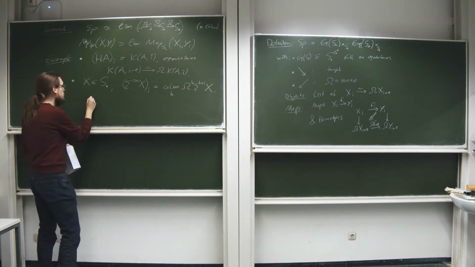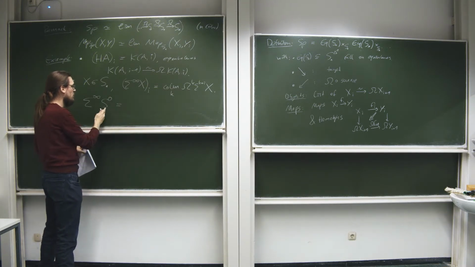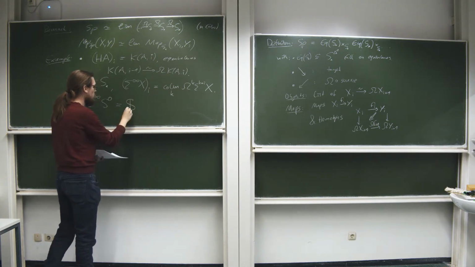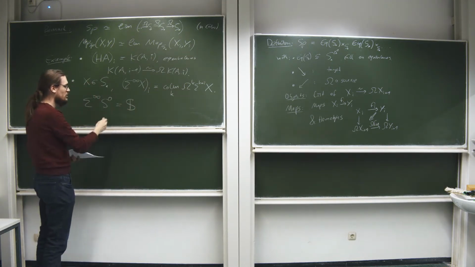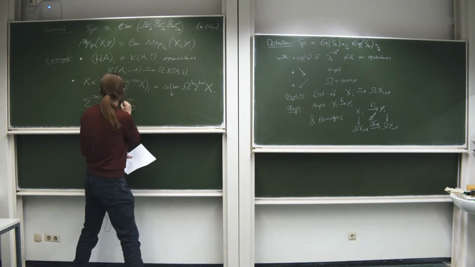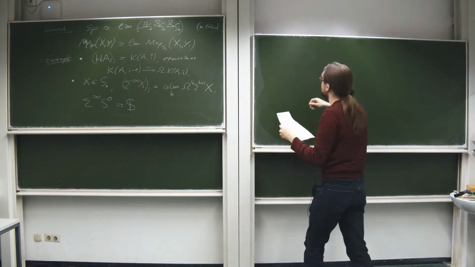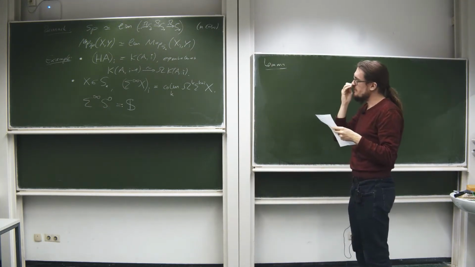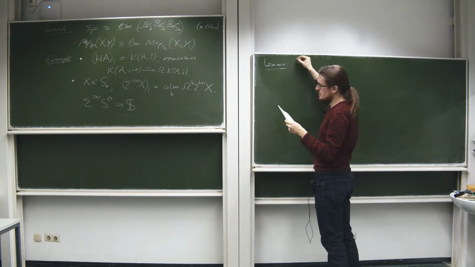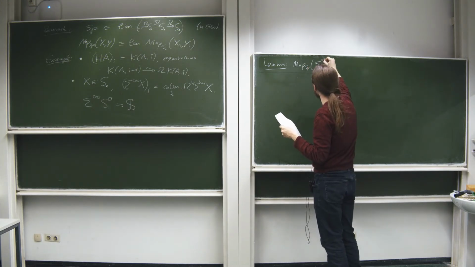And an important special case of this is the suspension spectrum of the zero sphere. This is so important that it has a blackboard bold letter, namely S, the sphere spectrum. So now one crucial fact about these suspension spectra is that maps out of them behave in a nice way.